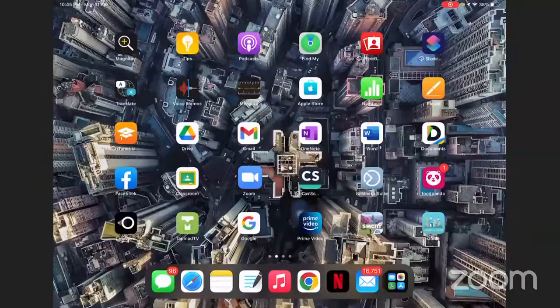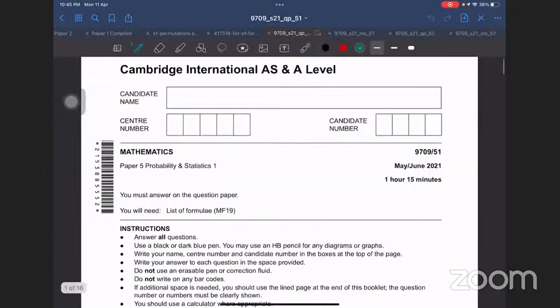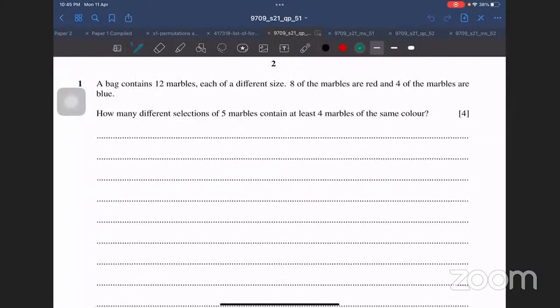Okay, today's paper is May June 2021 S1 variant 1. Let's start. The first question says a bag contains 12 marbles, each of a different size.